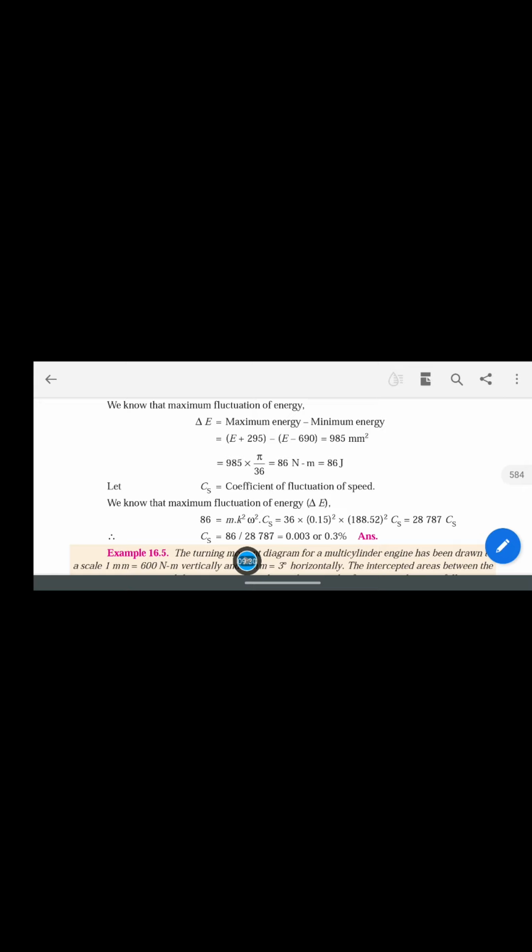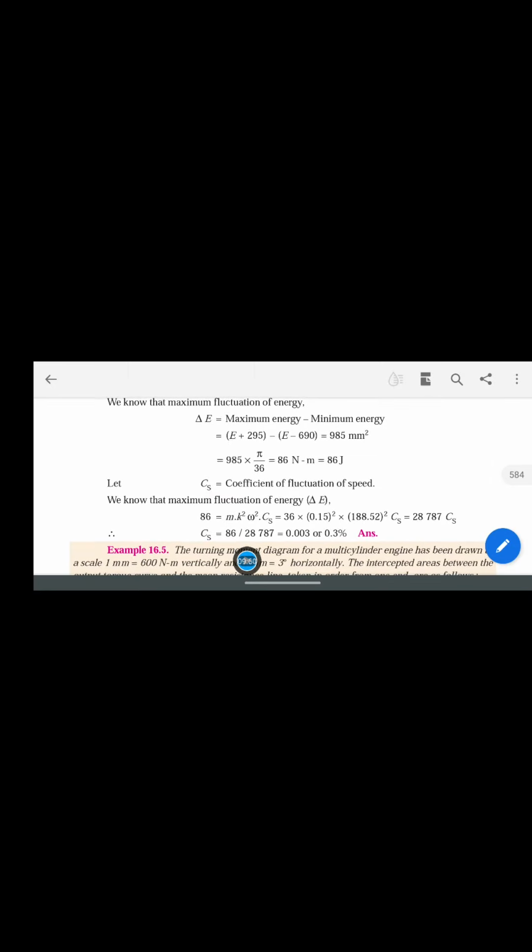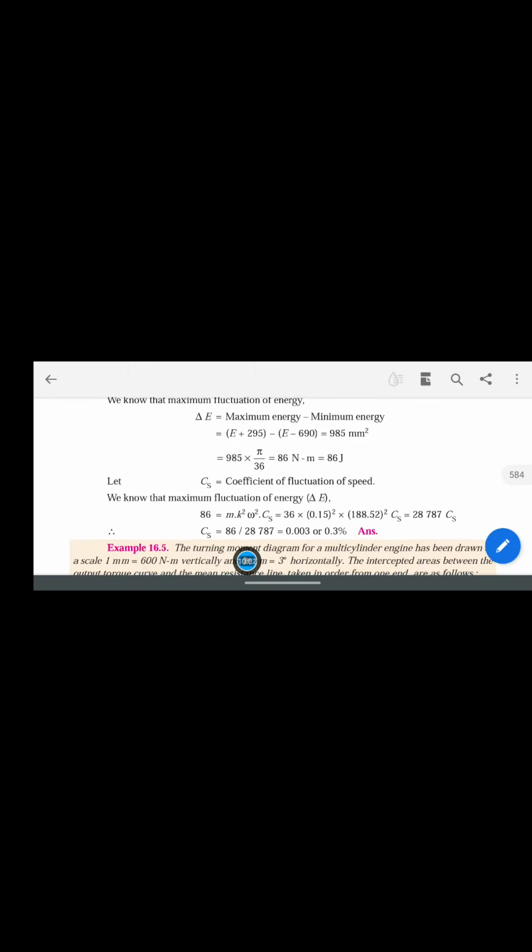So substitute the value of delta E. Mass of the flywheel is already given as 36. Radius of gyration is given as 0.15. Omega we have calculated. So by substituting all those values, we can get the value of coefficient of fluctuation of speed, which is 0.003. So like this, for every multi-cylinder engine problem, we need to calculate the energies at different points. We need to calculate the maximum fluctuation of energy, and by using the relevant formula for delta E, we need to calculate the values.